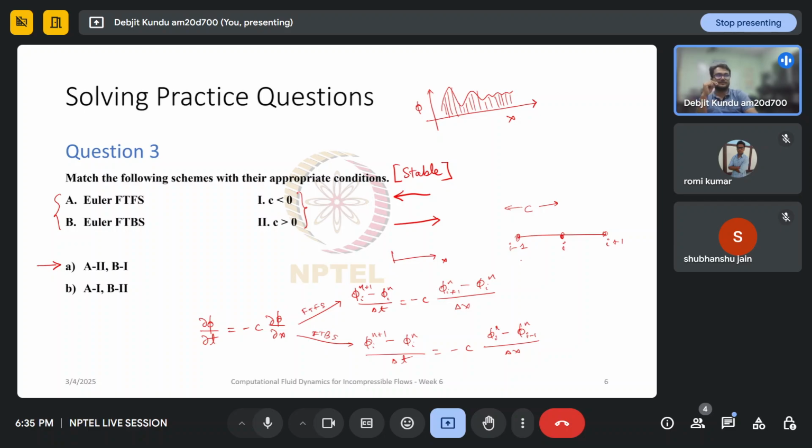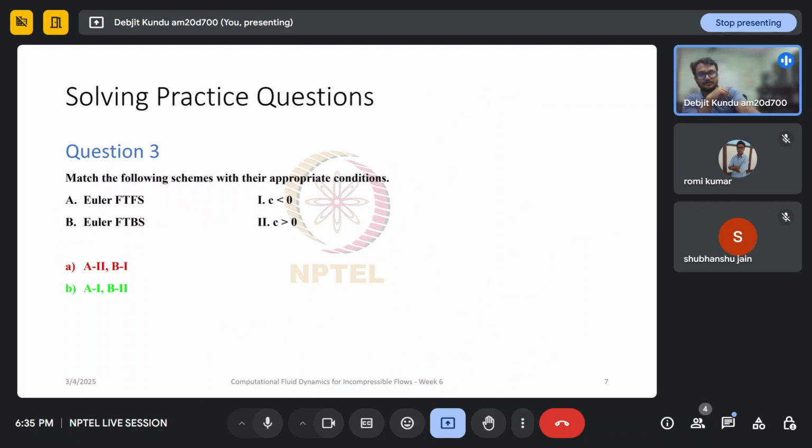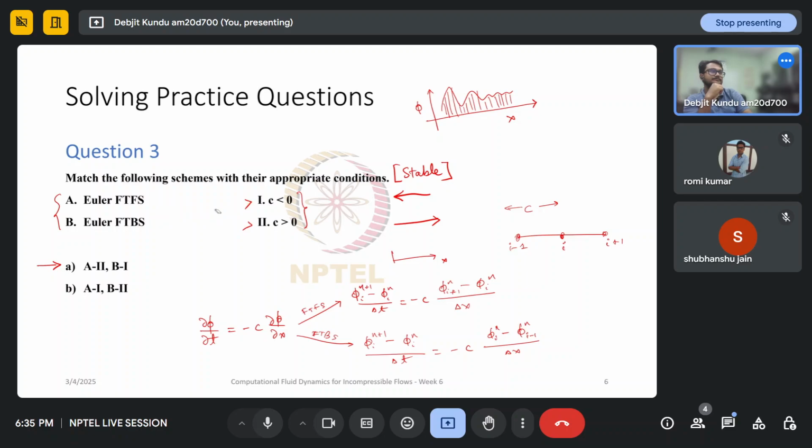So we have one response in favor of option A, that matches A2, B1. Let's take a look at the solution. It's actually wrong. It should have been option B, A1, B2. That is, let's go back again. So the correct combination would have been A1 and B2.